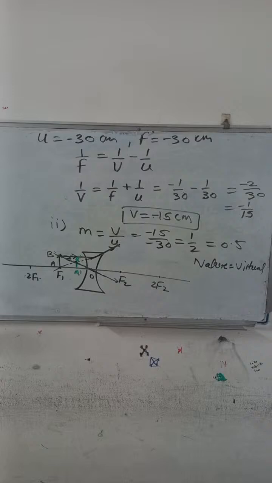Okay, so this is the understanding part. So this is a trick. So in a concave lens, v is negative, u is negative and f is negative. Okay, so first write down the given things and then calculate the v.